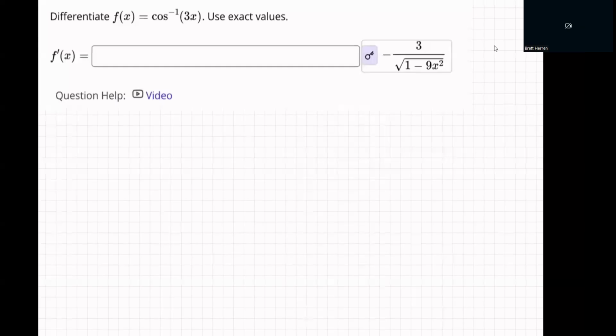Welcome to a problem in which we have the function cosine inverse of 3x and we want to know the derivative of it. And you see the answer there. So how do we do it?